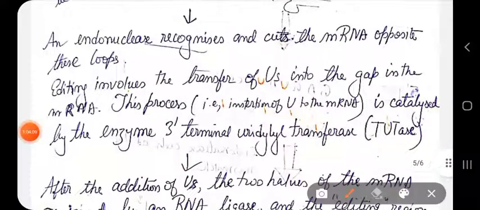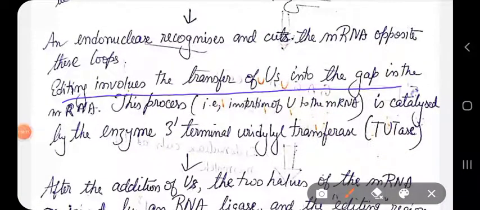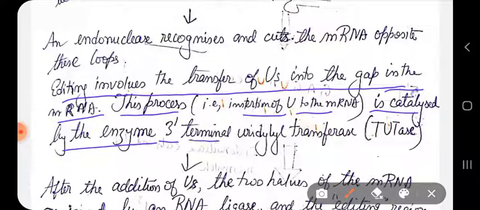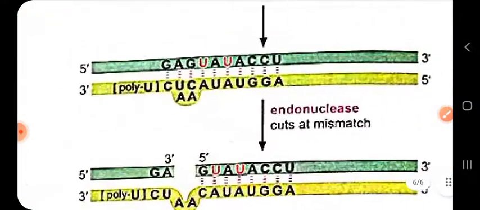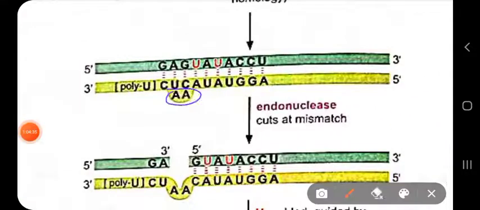Now, editing involves transfer of U, that means uracils, to the gap in the mRNA. So within the mRNA, editing is done and multiple uridines are added. Insertion of U into the mRNA is catalyzed by an enzyme called 3' terminal uridylyl transferase. After this loop formation in the editing region of the guide RNA, the endonuclease identifies it as a mismatch, so it cleaves.